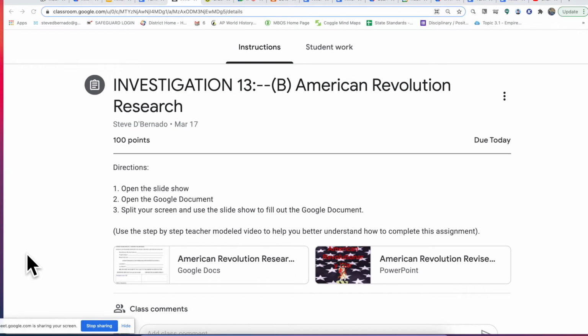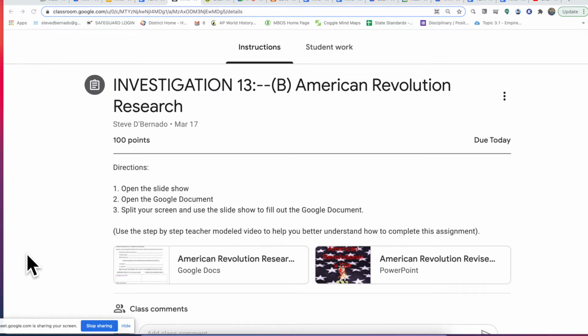All right, everybody, welcome to Investigation 13B. This is the American Revolution research. What we're going to do is fill out a research document using a Google slideshow that has historical data. We're going to look more specifically at what laws, rules, and regulations Great Britain put on the 13 colonies that pushed them to risk their lives to fight against Great Britain in order to win their freedom and become an independent country called the United States of America.